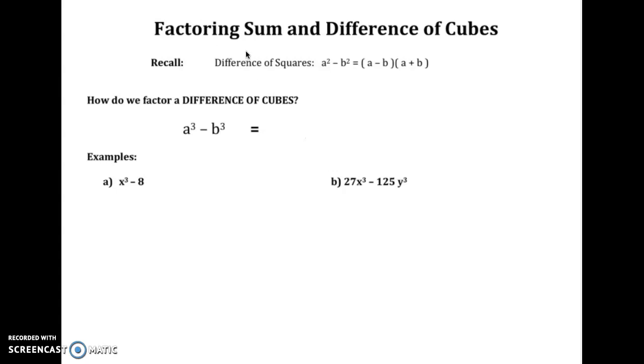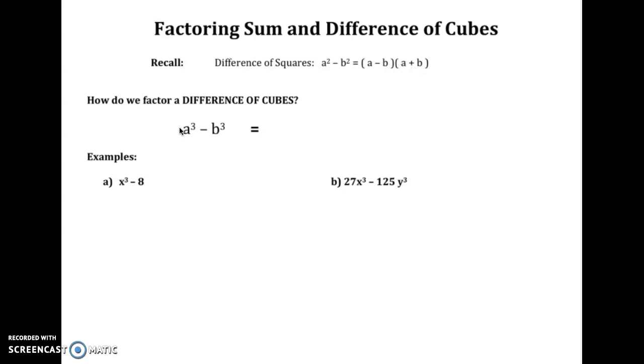Today we'll learn about factoring sum and difference of cubes. So we've actually done a difference of squares before. Remember, that's of the form a squared minus b squared. It's a difference because there's subtraction, and it's squares because each of the terms are perfect squares. Remember, to factor that, we took the square root of each part and got a and b, and then we put a minus b and a plus b.